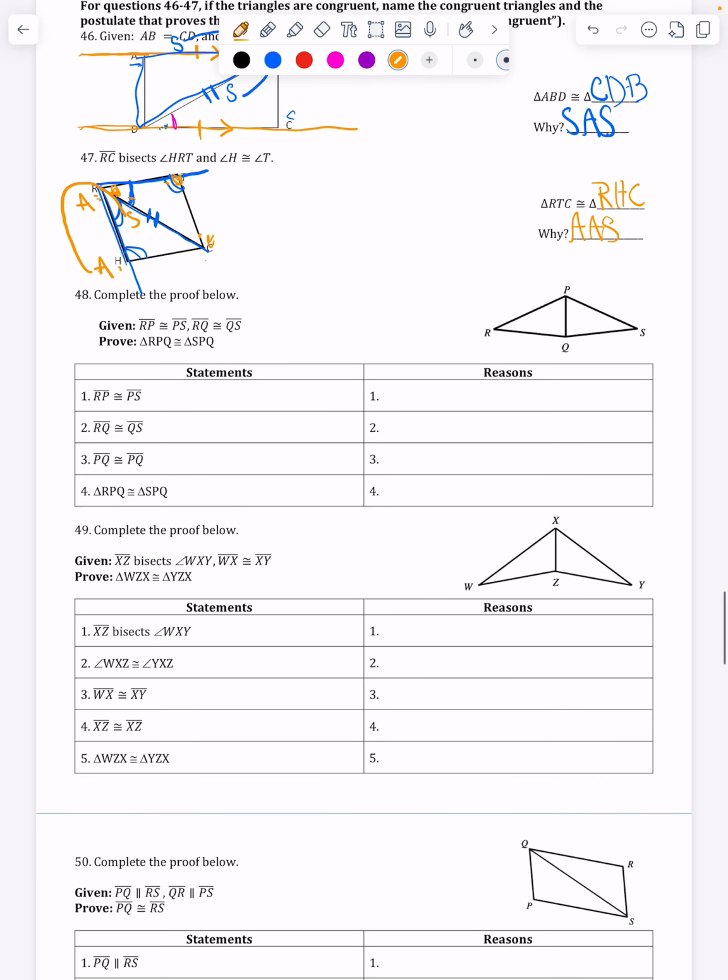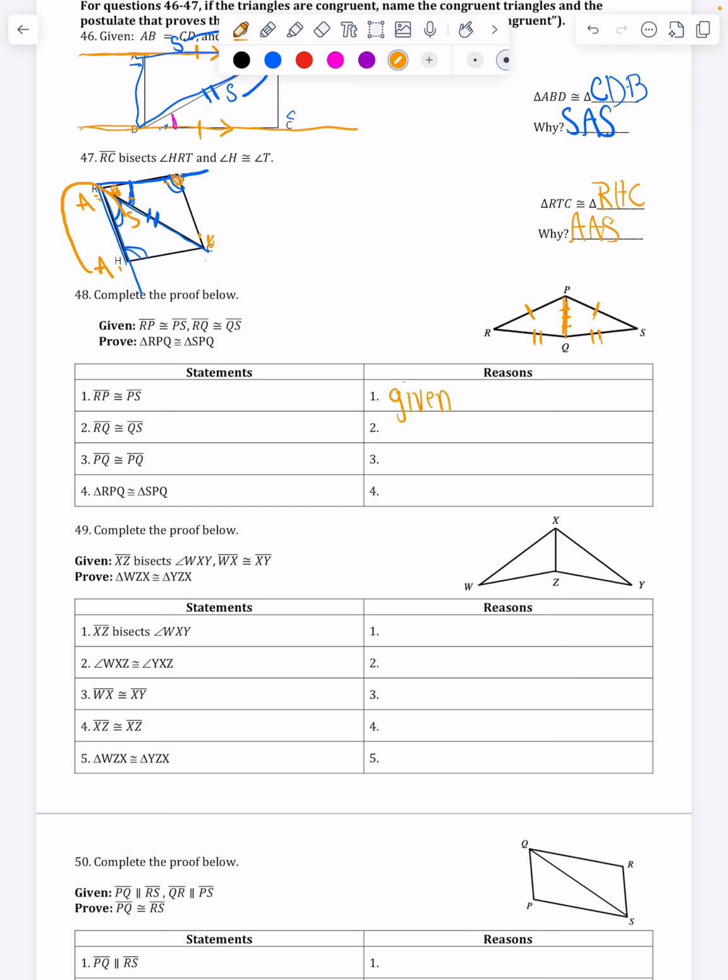Okay, so here, RP is congruent to PS. So here's RP, here's PS. I'm going to mark those congruent. And then RQ and QS are congruent. Well, one of the things I know, but I don't always necessarily state in the given, is that shared side. So that's congruent.